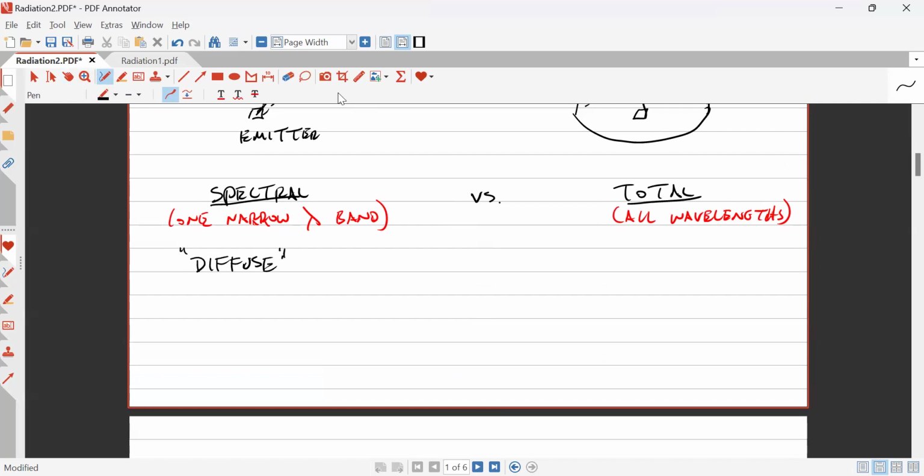We have something that is diffuse. What that means is that intensity now becomes independent of direction. So in other words, I sub lambda,e of lambda, theta, phi can be simplified to just being a function only of wavelength. So we'll say here it's independent of direction.